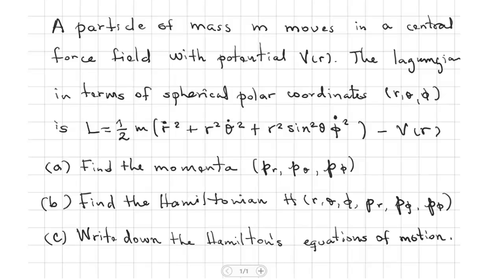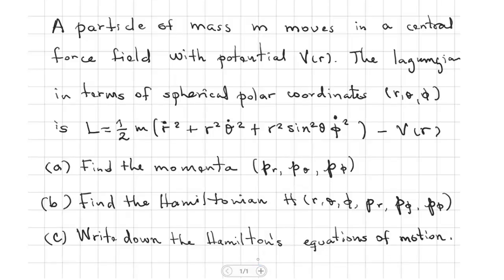In the last video we calculated the generalized momenta for the particle moving in a potential V(r) described with spherical polar coordinates, as is shown in the problem. The problem says a particle of mass m moves in a central force field with potential V. So the Lagrangian is given, as we can see. We are going to find the Hamiltonian of the system, because in the last video we calculated the momenta p_r, p_theta, and p_phi.